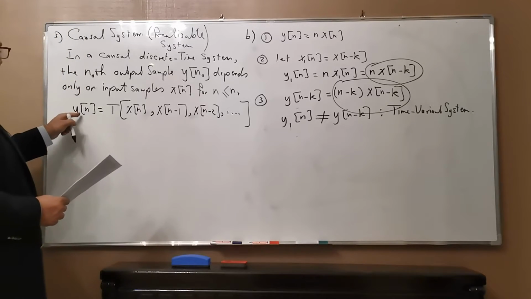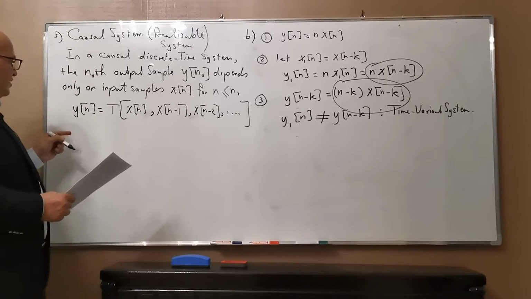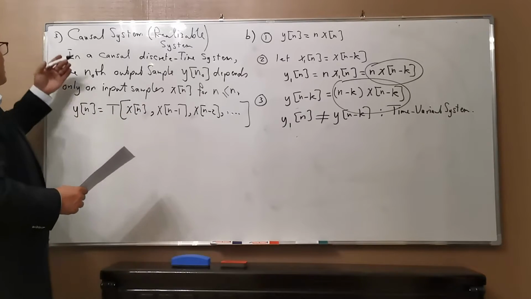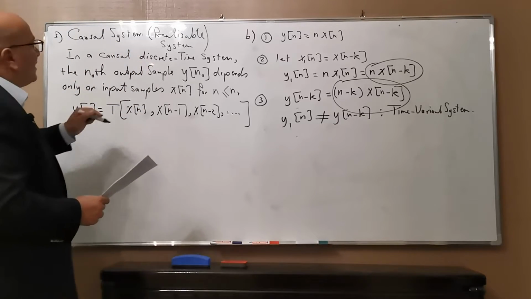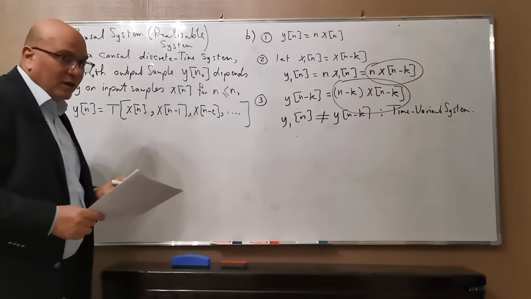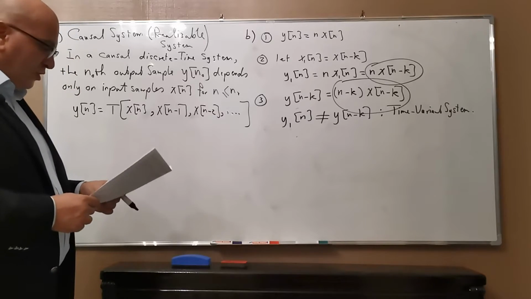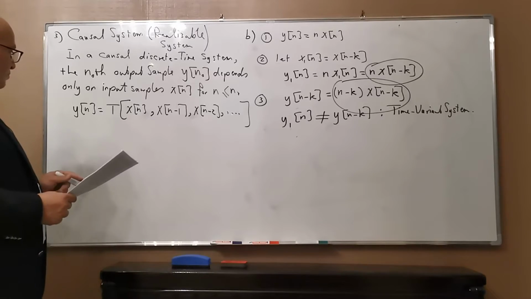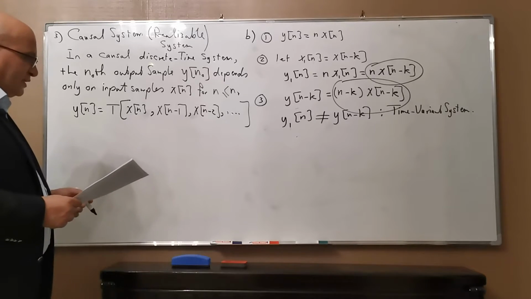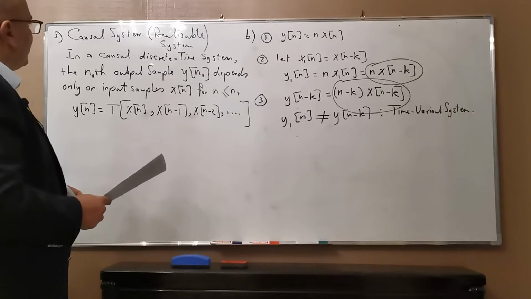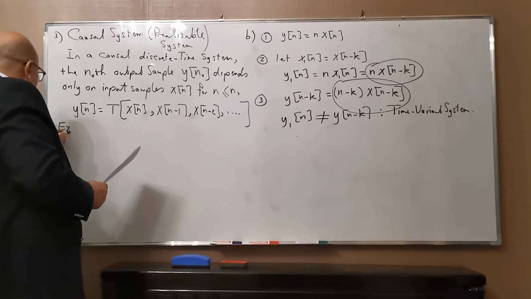Okay, so if y of n is a function of x of n and previous x's, then we call the system causal. If it depends on x of n and future x's, then it's a non-causal system. So the future values are non-causal and an unrealizable system. It only can be in mathematical modeling and prediction or estimation of future values. Okay, let's take an example.